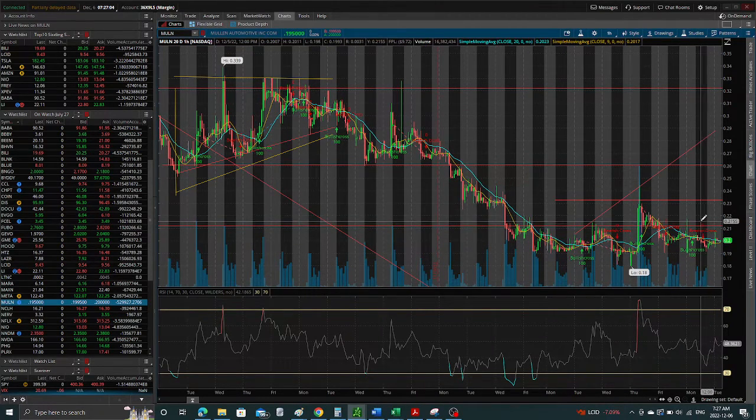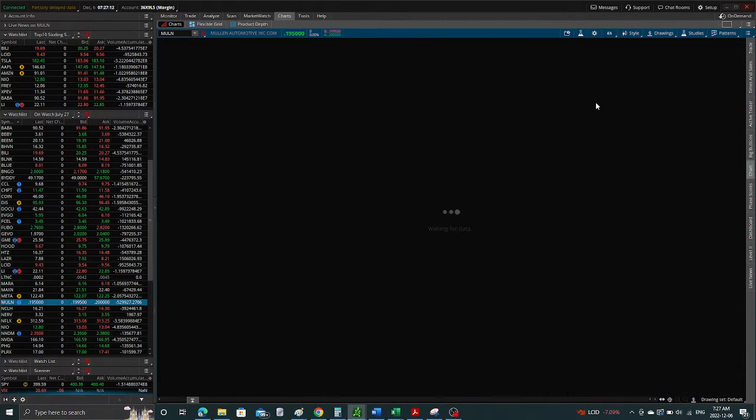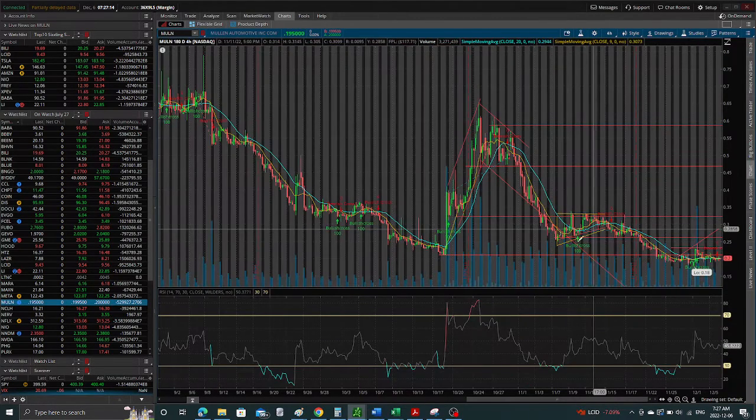And what we are looking for is for it to come back above this resistance line. The resistance that we are talking about, let me zoom out a bit, is this one. This was the original support, which is now the new resistance. We want to see it come back above that.